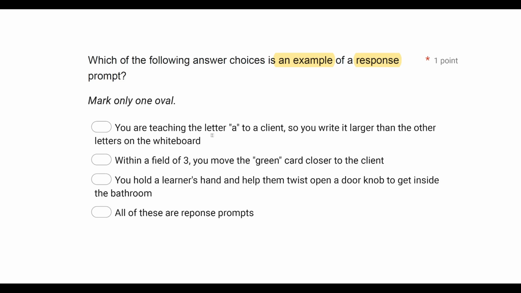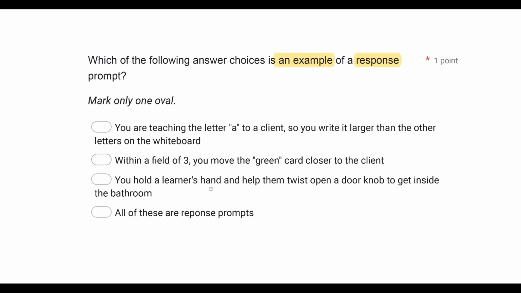A, you're teaching the letter A to a client, so you write it larger than the other letters on the whiteboard. Are we acting on the response here, or are we manipulating the stimulus? Well, we're manipulating the stimulus. Our stimulus is the letter A. We're making it larger. This is a stimulus prompt. B, within a field of 3, you move the green card closer to the client. Are we manipulating the response, or are we manipulating the stimulus? Well, the stimulus. We're moving the card closer. This is a positional prompt.